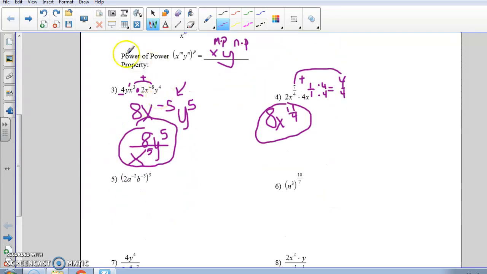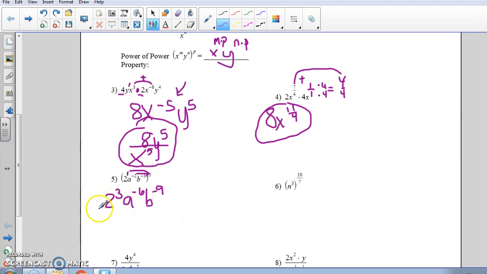For number 5, we're going to employ that power of a power property because we have a lot of bases inside parentheses raised to a power outside. So first we have 2 is a base with a power of 1. And if we multiply that power 1 times 3, we have 3 altogether. For the base a, we have negative 2 times the outside 3 to give us negative 6. And b is negative 3 times 3, negative 9. So remember, you're just distributing each power to the outside, or multiplying.